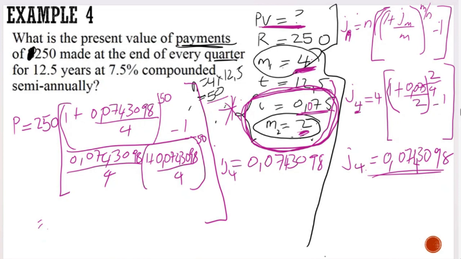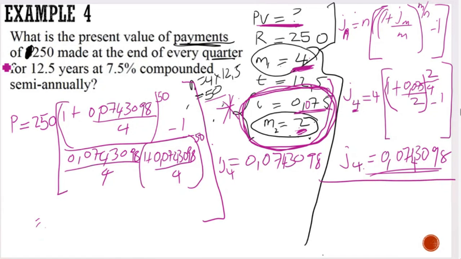It's an ordinary annuity. Am I having the correct one here? PV ordinary. So for your calculator, you can just write in the short form, which is equal to your R, A, N, I. Okay, just the short form. Your R here is 250, and then your N is 50.